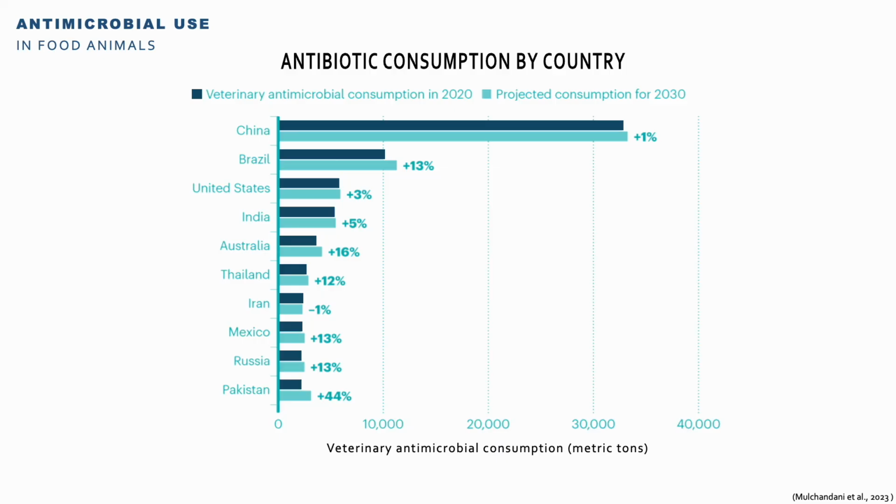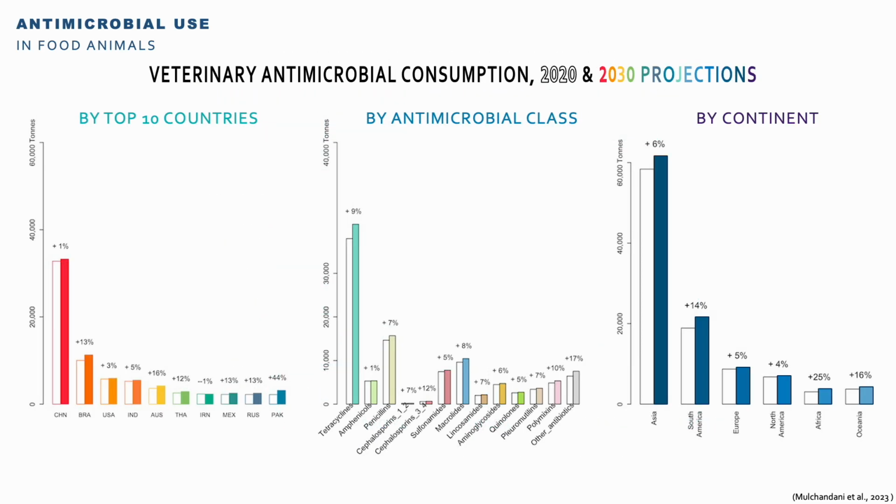China currently uses more antibiotics in farming than any other country, but Pakistan is expected to experience the most growth in use from 2020 to 2030. The researchers also estimated that antibiotic use will grow the fastest in Africa, rising by 25% between 2020 and 2030, owing to the increased demand for meat products.